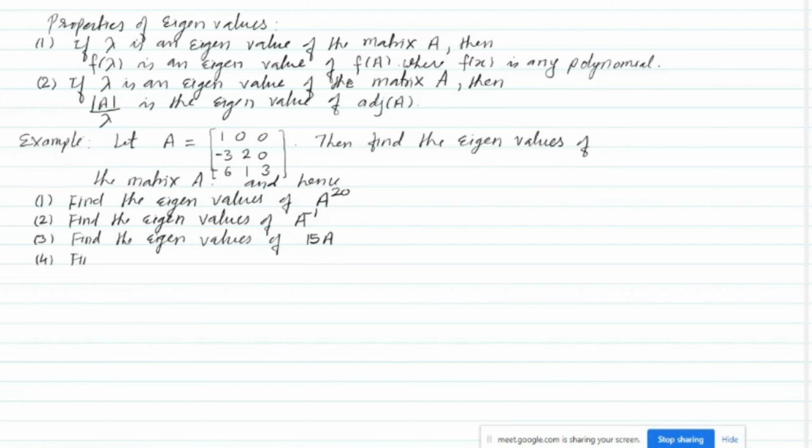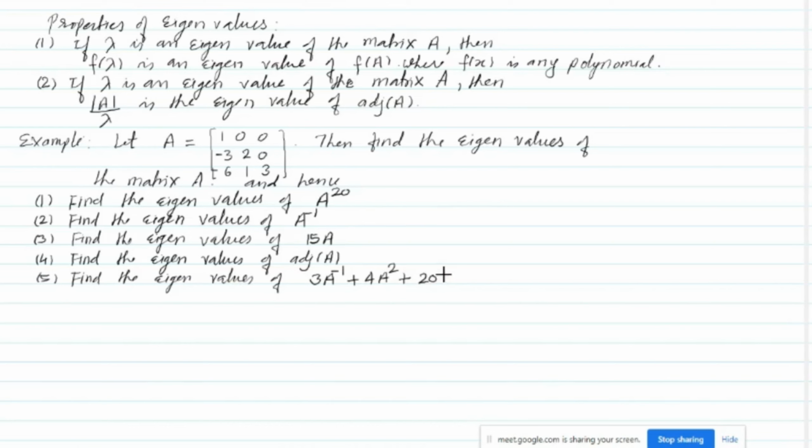Next, fourth one, find the eigenvalues of adjoint of A. And next, fifth one, find the eigenvalues of the matrix 3A inverse plus 4A square plus 20A. Okay, and we have to find out the eigenvalues of this.